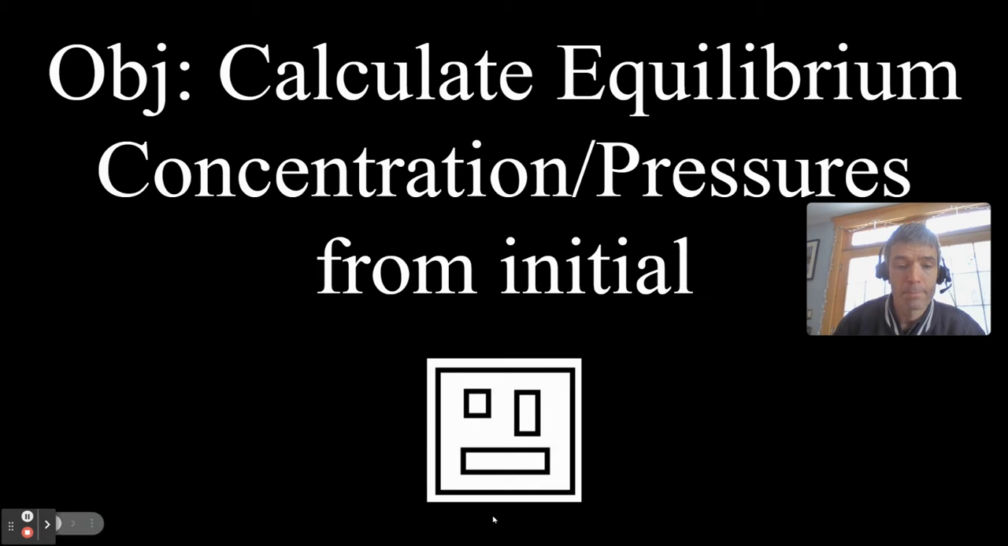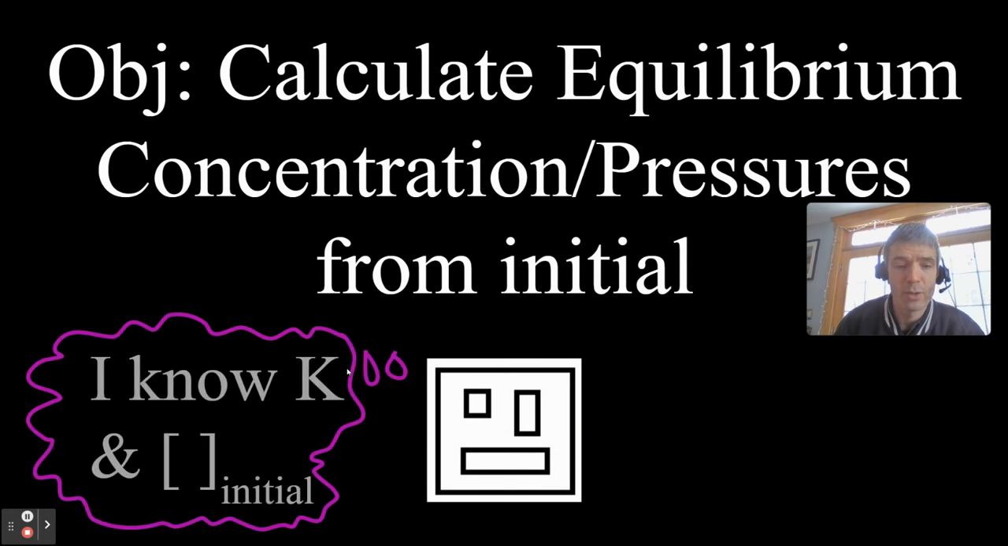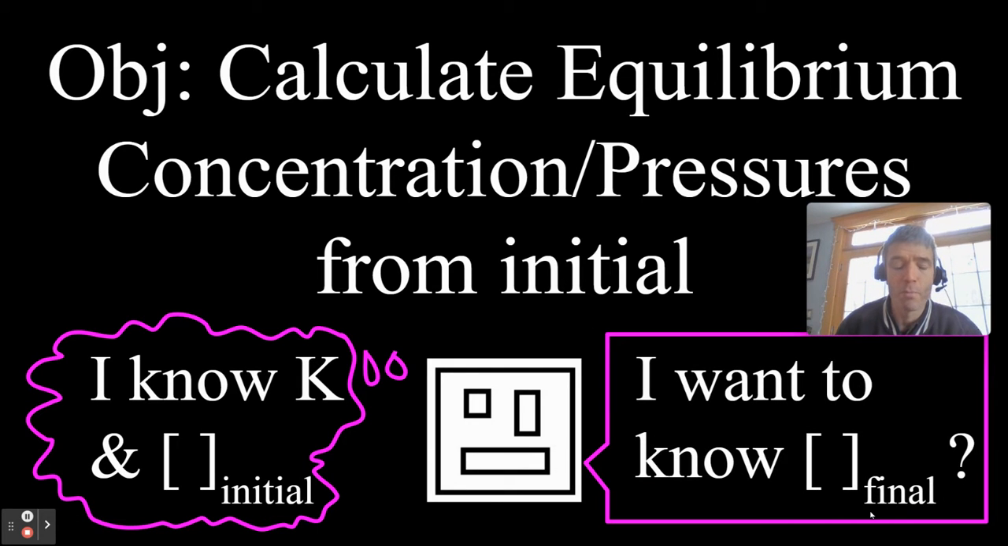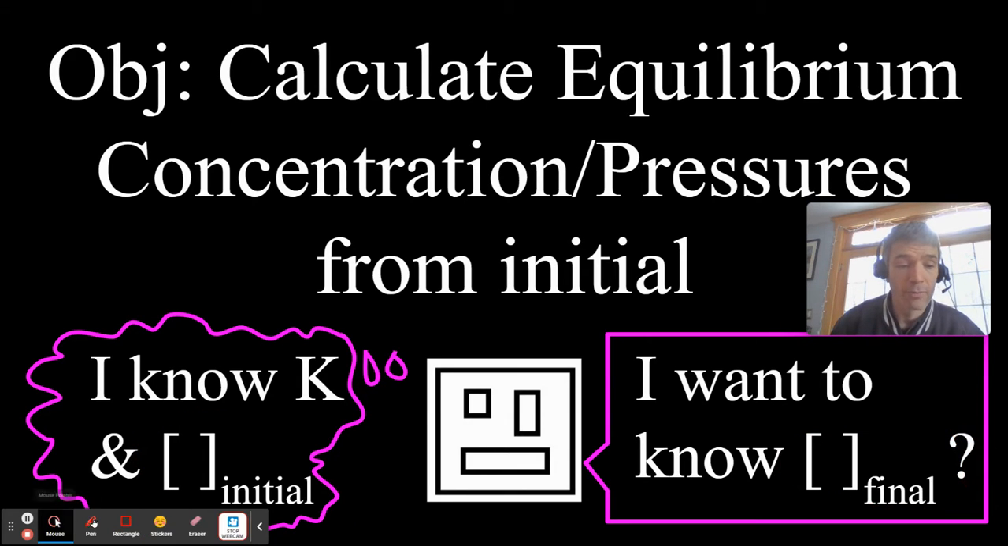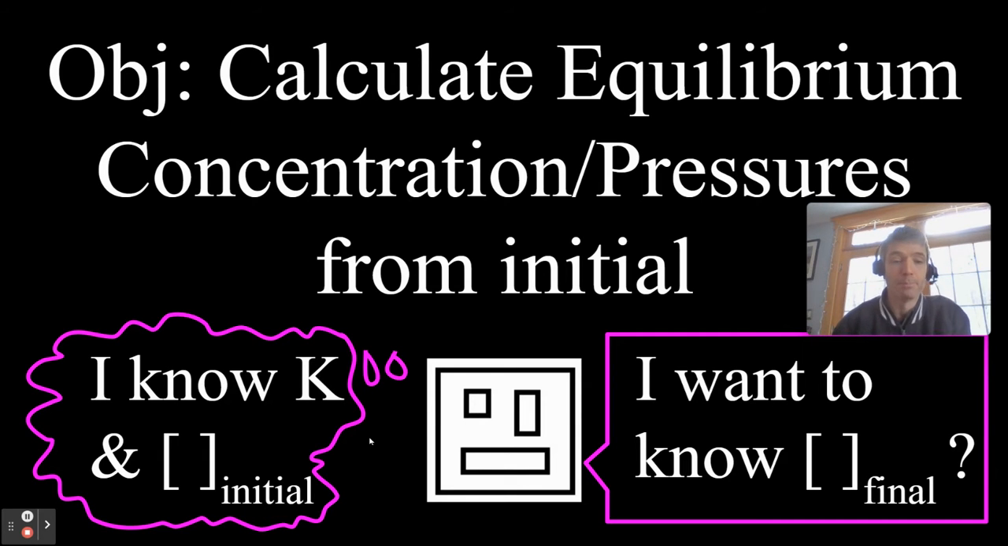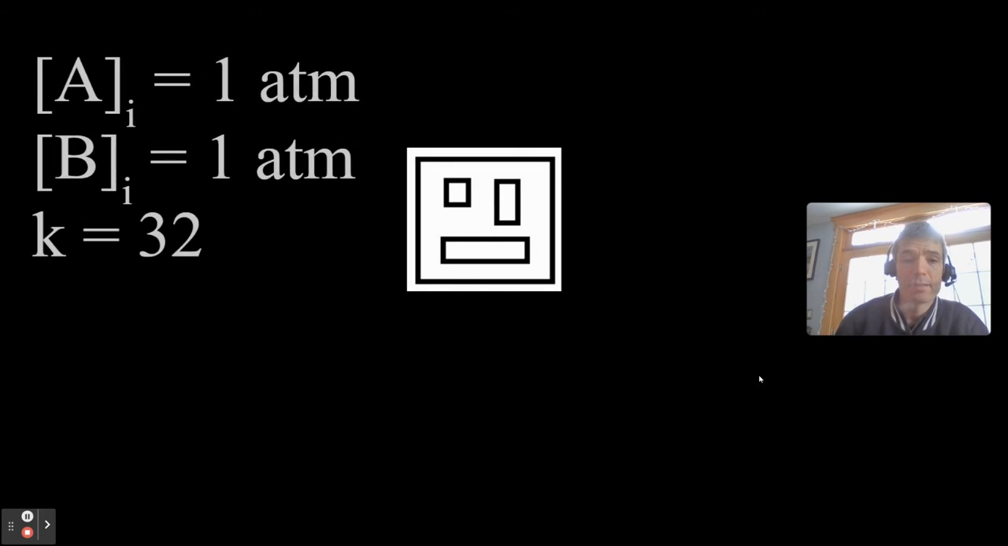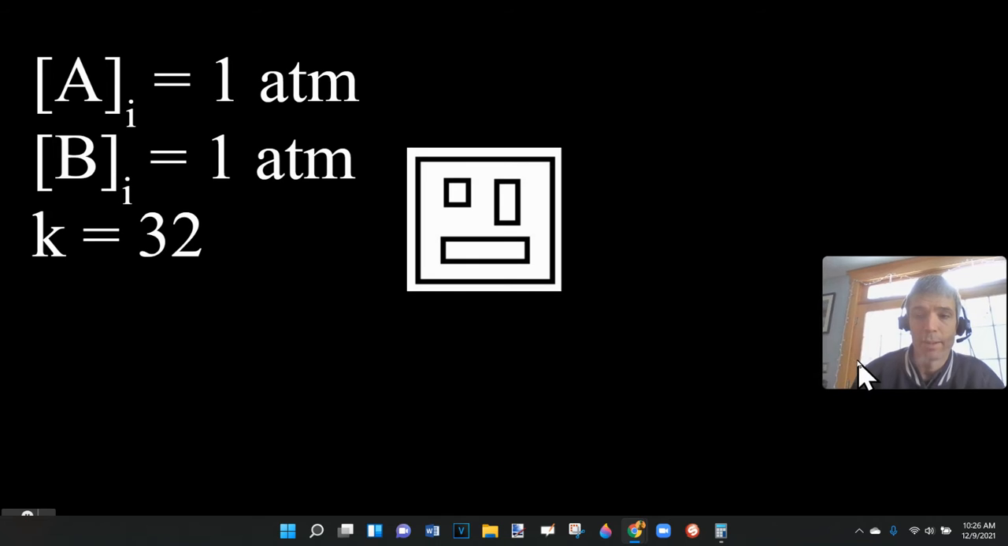And Dr. Square knows his K values and his initial values, and he wants to know some final value. Now, one thing to be aware of: the way I've written this is probably not the way it's going to be written in the problem. However, I just wanted to give you an idea of what these problems were like. And this is another way to look at the problem.